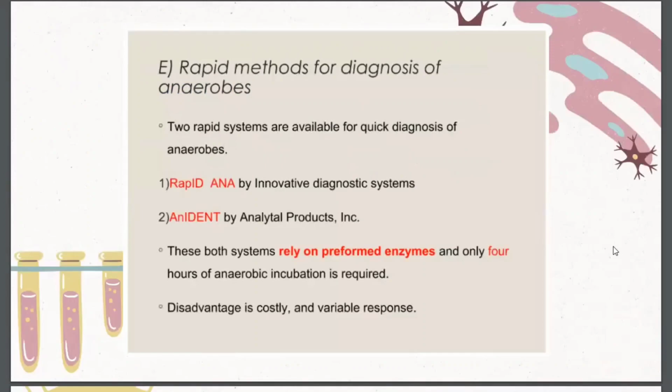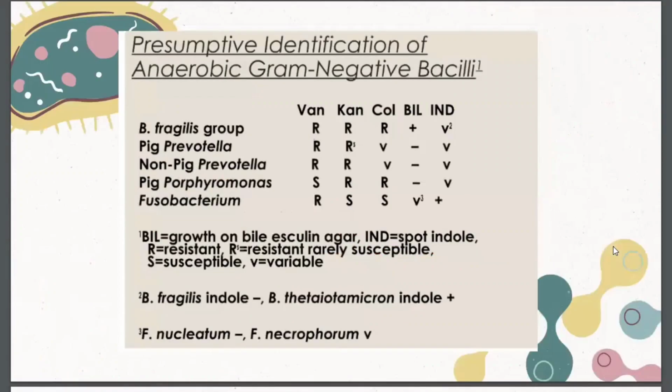Next are the rapid methods for diagnosis of anaerobes. Two rapid systems are available for quick diagnosis of anaerobes. This is the Rapid ANA by Innovative Diagnostic Systems and by Analytab Products. Both systems rely on preformed enzymes and only 4 hours of anaerobic incubation is required. The disadvantages are cost and variable response. So this is the presumptive identification of anaerobic gram-negative bacilli.